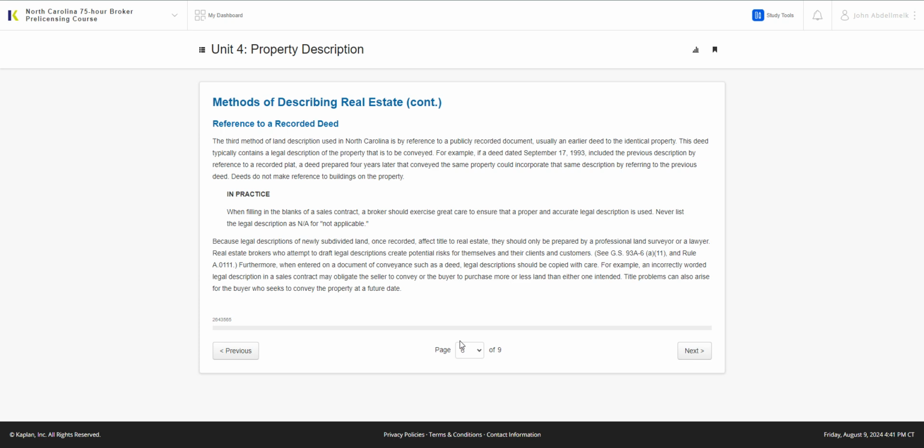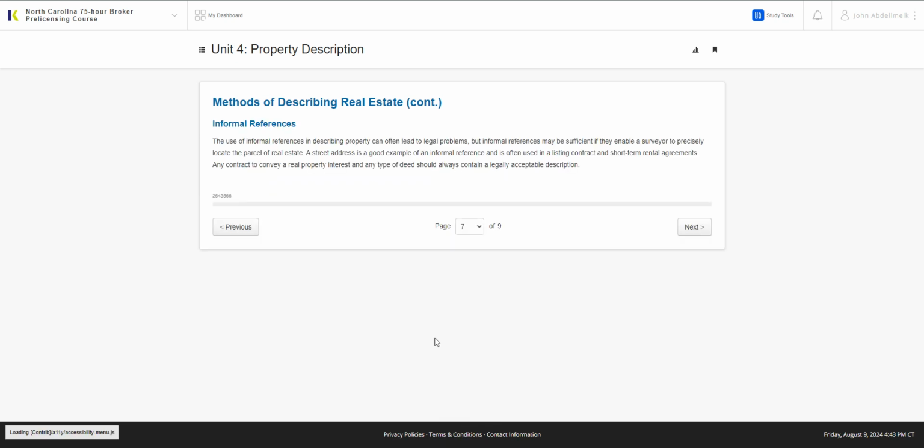And furthermore, when entered on a document of conveyance, such as a deed, a legal description should be copied with care. For example, an incorrectly worded legal description may obligate the seller to convey or the buyer to purchase more or less of the land than either one intended. Title problems can arise for the buyer who seeks to convey property at a future date. The use of informal references in describing property can often lead to legal problems, but informal references may be sufficient.